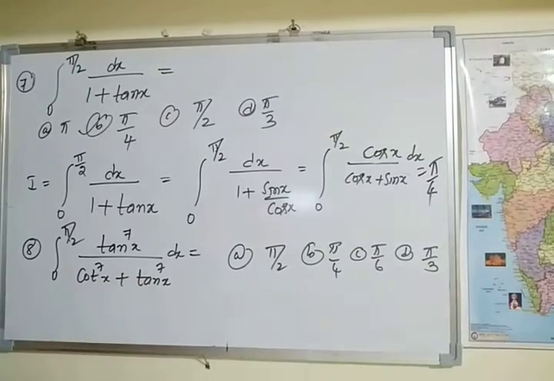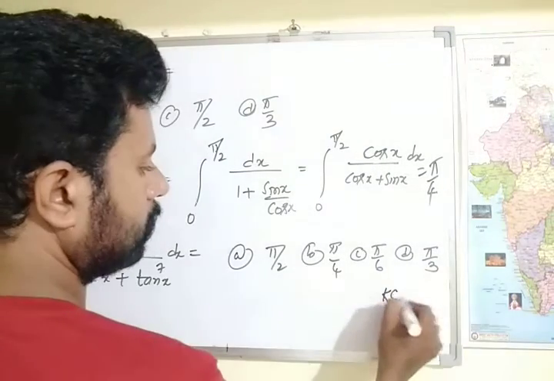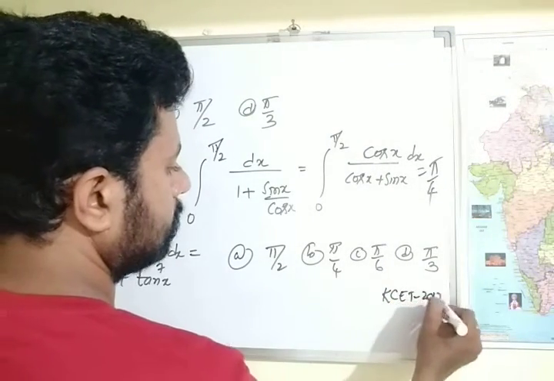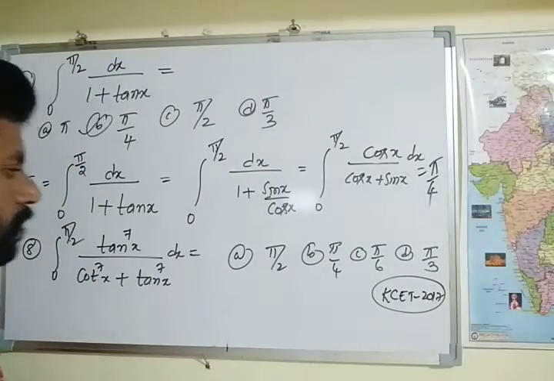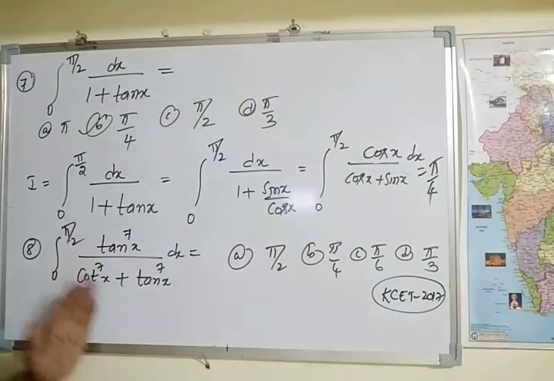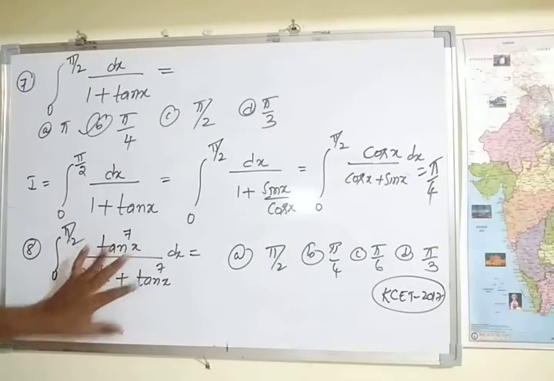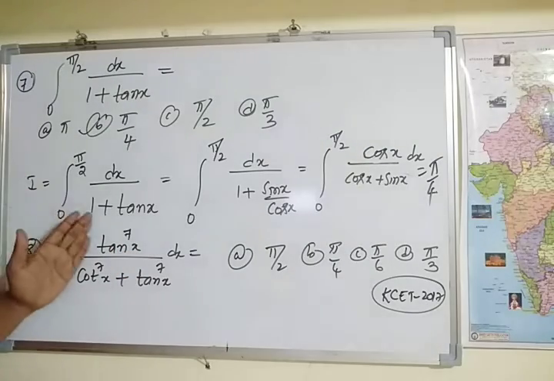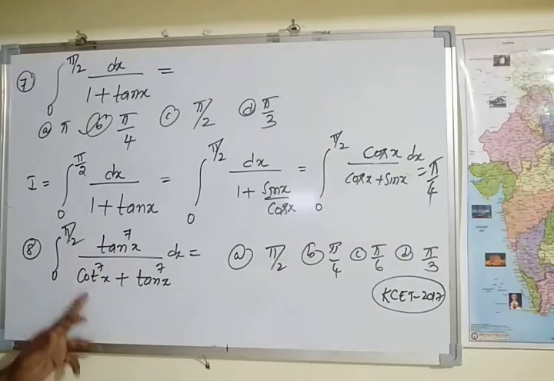This is the 2017 question paper, Karnataka CET 2017. See, now here also we have, instead of sin, tan, and instead of cos, cot. Same concept. Integral of 0 to pi by 2 tan to the power 7x divided by cot to the power 7x plus tan to the power 7x into dx.